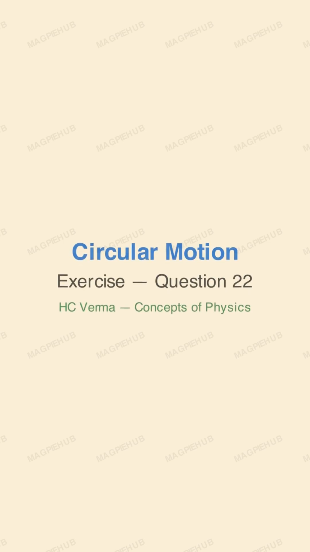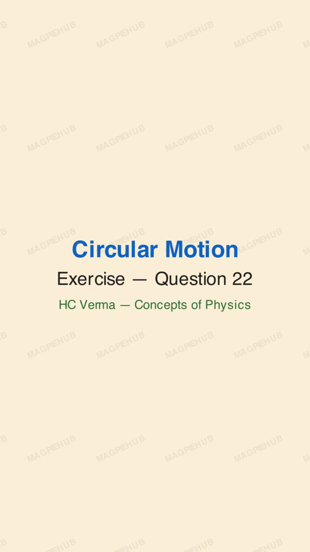Circular motion, exercise question 22, from H.C. Verma. Here is the S-shaped track. The first arc, ABC, is a convex bump. Point B is at the top of the bump.